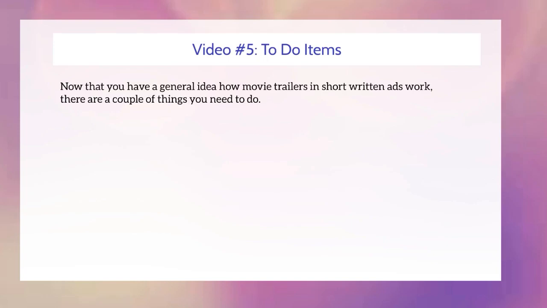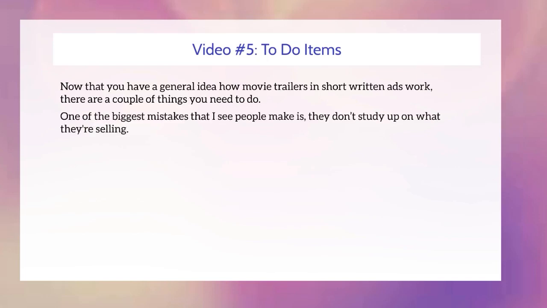So now that you have a general idea of how movie trailers and short written ads work, there are a couple of things that you need to do. One of the biggest mistakes that I see people make is they don't study up on what they're selling. Yes, that would make sense if you created what you're selling, but if you bought, let's say, private label rights to a video course and you did not watch it, that would be one of the big mistakes you don't want to make.